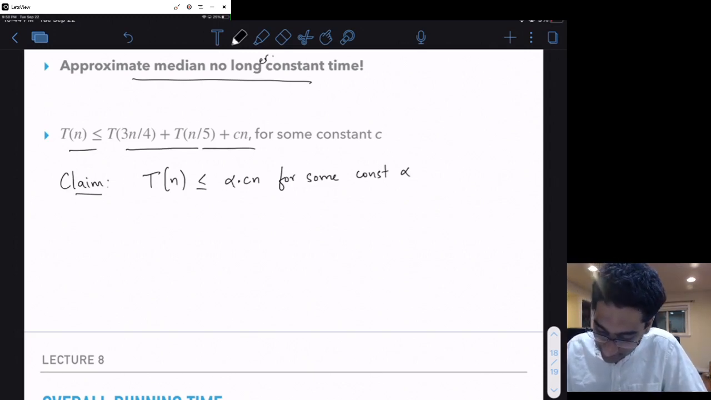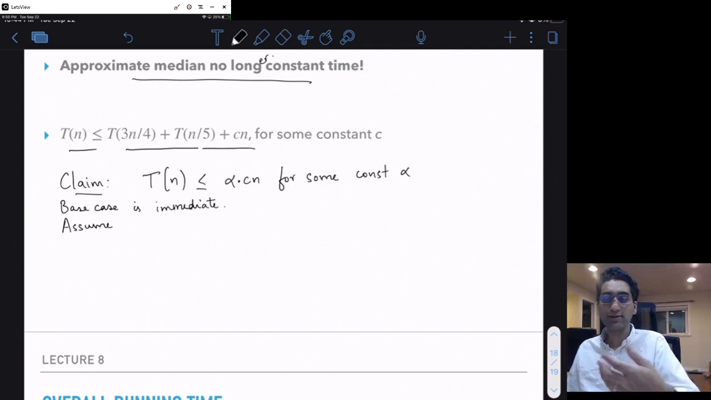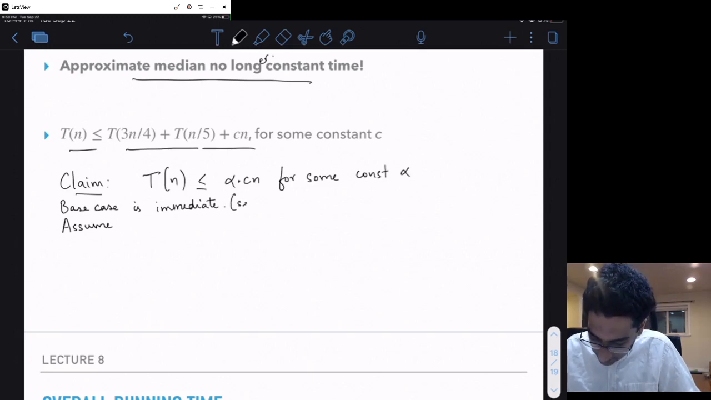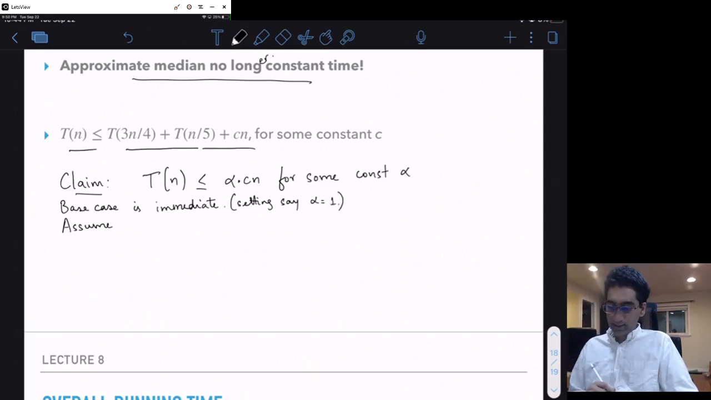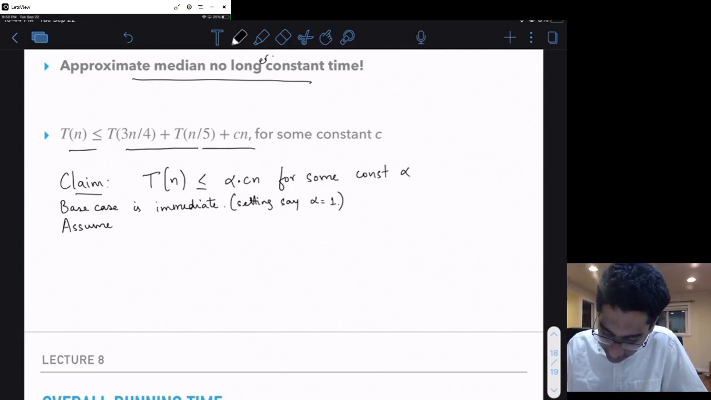What does it take? Let's do the base case first. Base case is immediate. T of 1 is just 1 or something. It's constant. So I set alpha to be more than that, and the base case would work out. Say alpha equals 1. C, remember, is some constant more than 1, so there's a lot of slack for the base case. So assume it holds for numbers less than n.